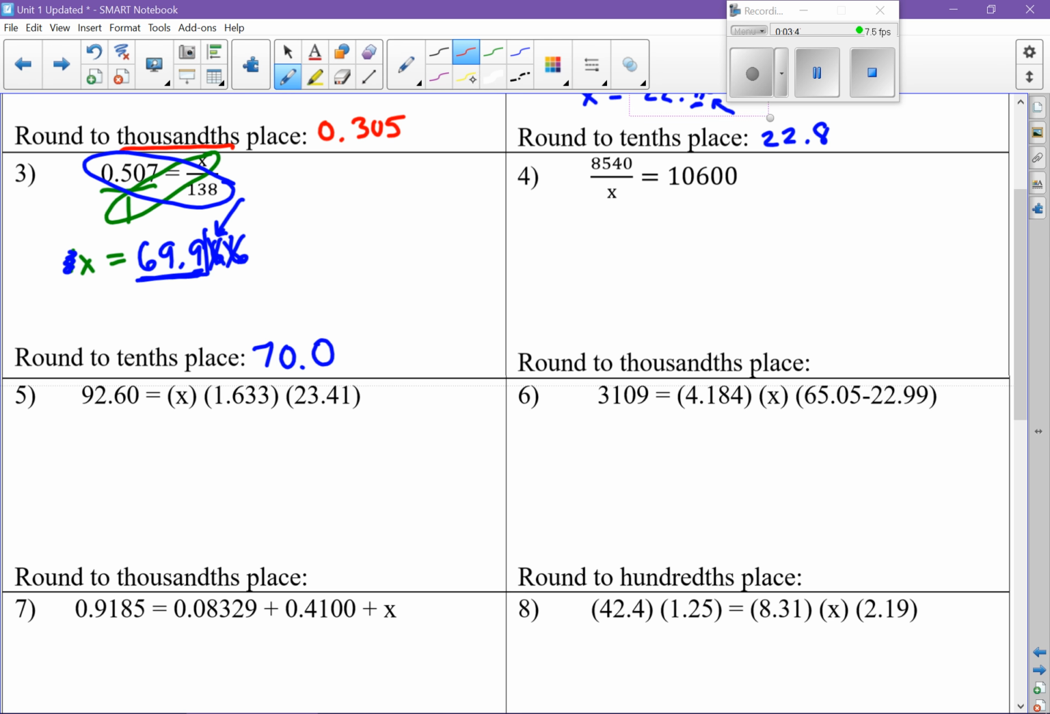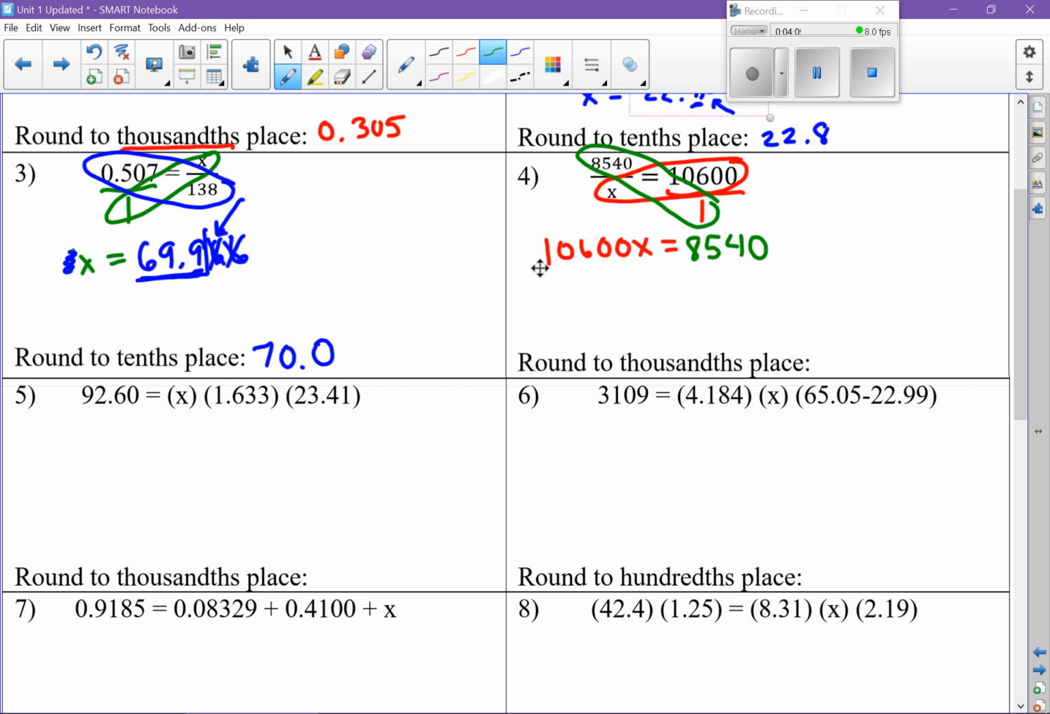We've got a fraction on one side but not on the other side, so we're going to make them both have a fraction. Put this over 1 and then you can cross multiply. So I multiply here, I get 10600x equals. Then I'm going to cross on the other side. I do 1 times the 8540, gives me that.